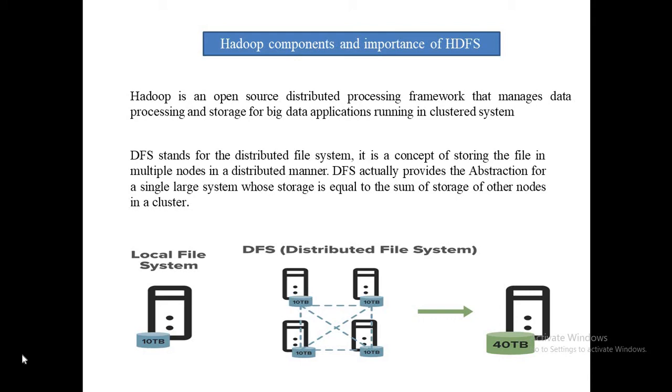DFS actually provides the abstraction of a single large system whose storage is equal to the sum of the storage of the other nodes in the cluster. As we discussed previously, Hadoop works in a clustering manner. So the single large system's storage is equal to the sum of the storage of the nodes in the cluster. In the pictorial example, we have the local file system of 10 TB, and we have the DFS, the distributed file system.